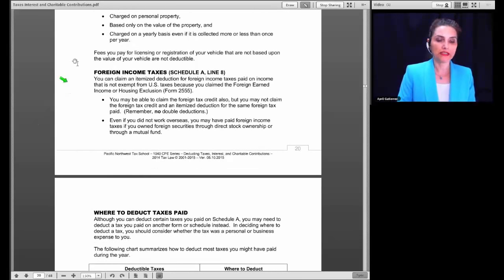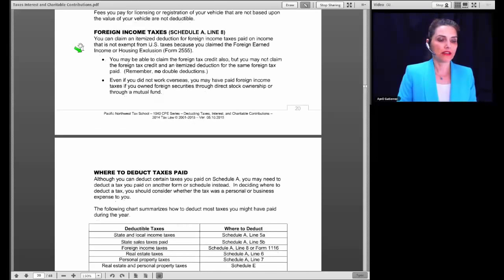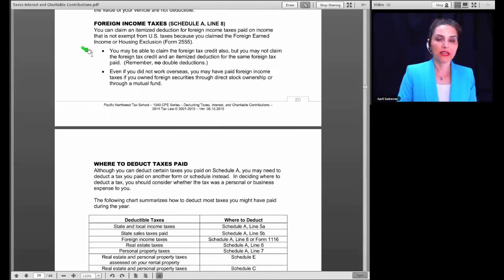Fees you pay for licensing or registering your vehicle are not based on the value of the vehicle and are not deductible. Foreign income taxes, Schedule A, line 8. You can claim an itemized deduction for foreign income taxes paid on income that is not exempt from U.S. taxes because you claimed the foreign earned income exclusion. You may be able to claim a foreign tax credit as well, but you cannot claim a foreign tax credit and an itemized deduction for the same foreign tax paid because remember, no double deductions.